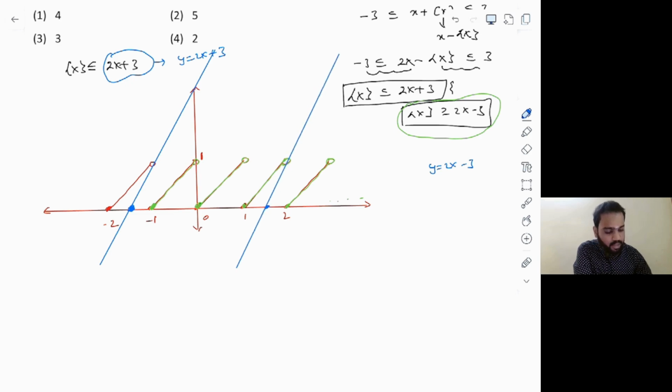But look at the inequality this time. We have {x} ≥ 2x - 3, which means we have to take the region in which the graph of {x} is lying on or above the straight line y = 2x - 3. So I'm going to take that part now. Observe very carefully here in the diagram. It should be greater than or equal to, that is lying above. So this is your region.